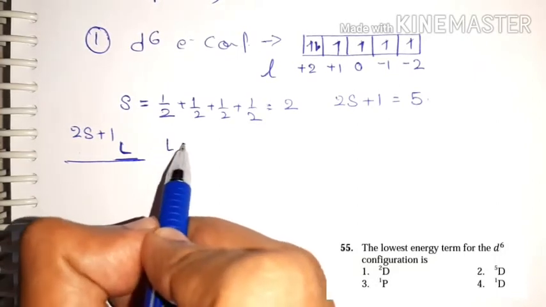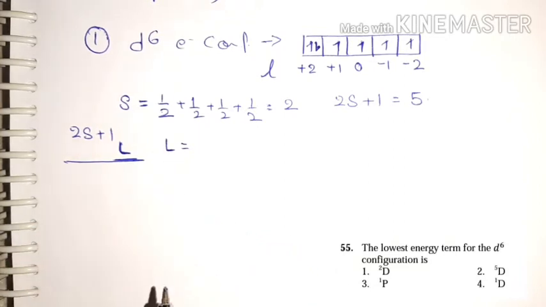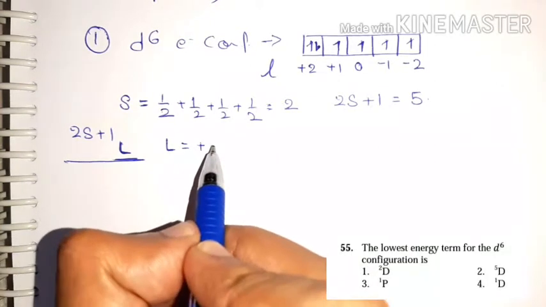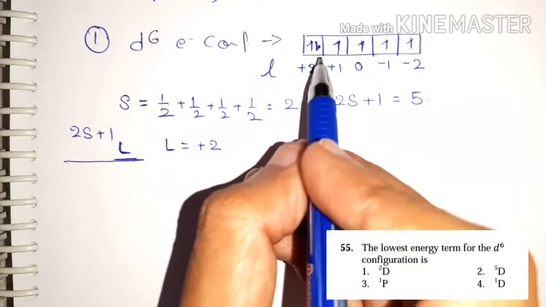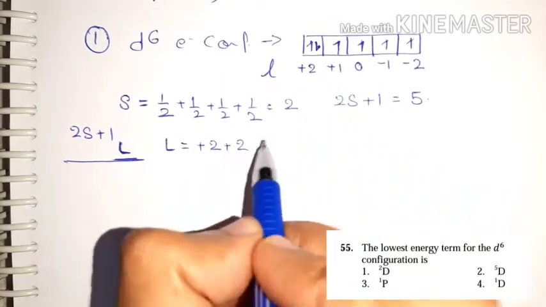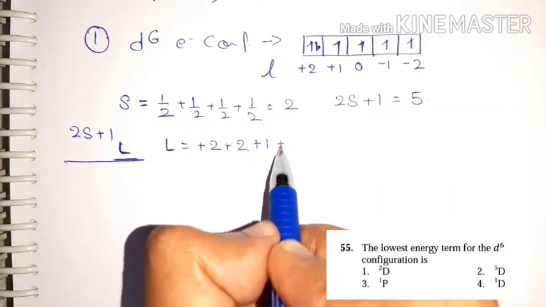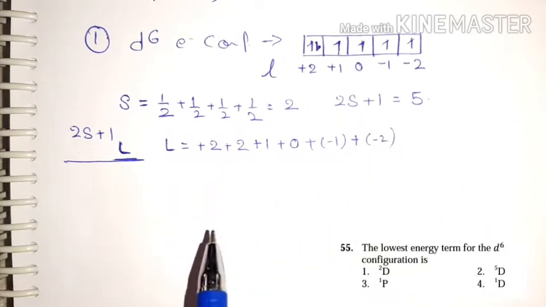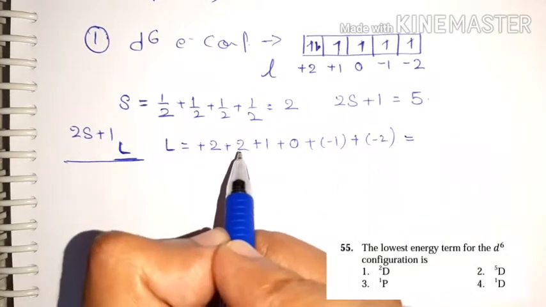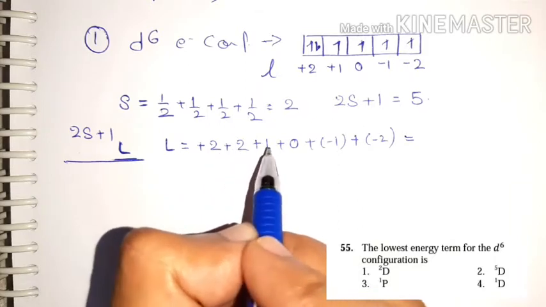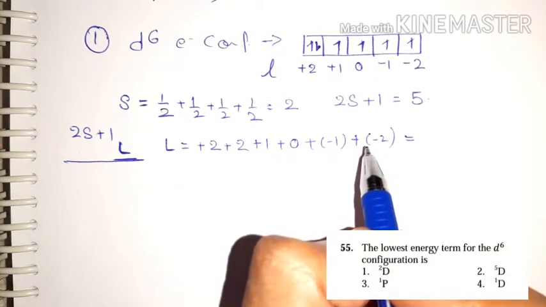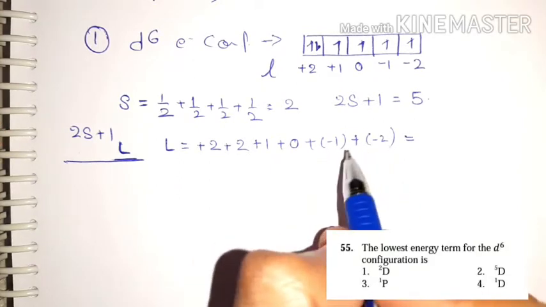So for L, you know very well that for finding L, you must sum all the small l values of the electrons present in the electronic configuration. So here we have 6 electrons, and we have 2 electrons in plus 2. So 2 plus 2, 1 electron is in plus 1, then 0, then minus 1, then 2 electrons in minus 2. Now the conclusion of this calculation is 2 plus 2, 4, then plus 1, 5, and then minus 1 and minus 4, that is minus 5... so 5 minus 3 is 2.